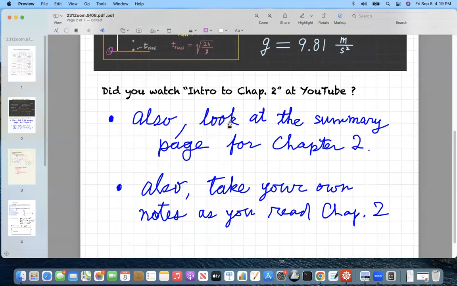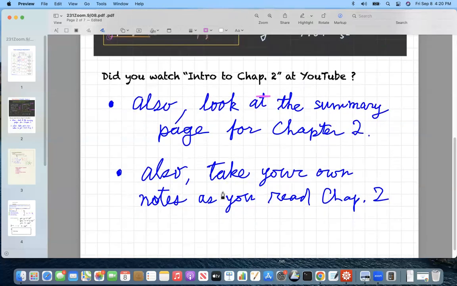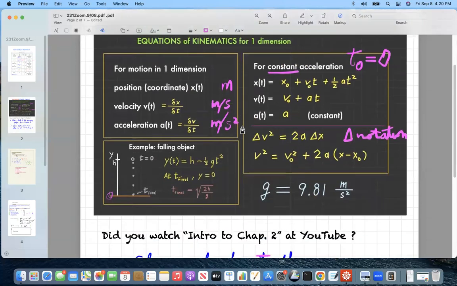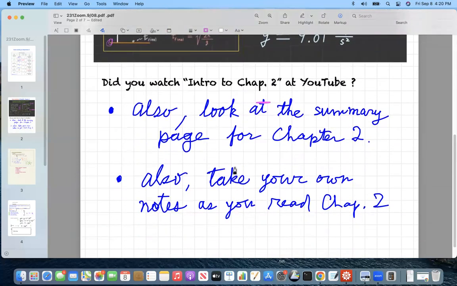If you want to be sure you know what equations are important, you can look at the summary page at the end of the chapter. That'll be one page where they give all the important facts from that chapter, and in particular, the important equations. So you can see if the equations you took agree with the equations on the summary page. And like I say, don't use this as your equation sheet for chapter 2. This may not be complete. Take your own notes. Much better for you to take your own notes.